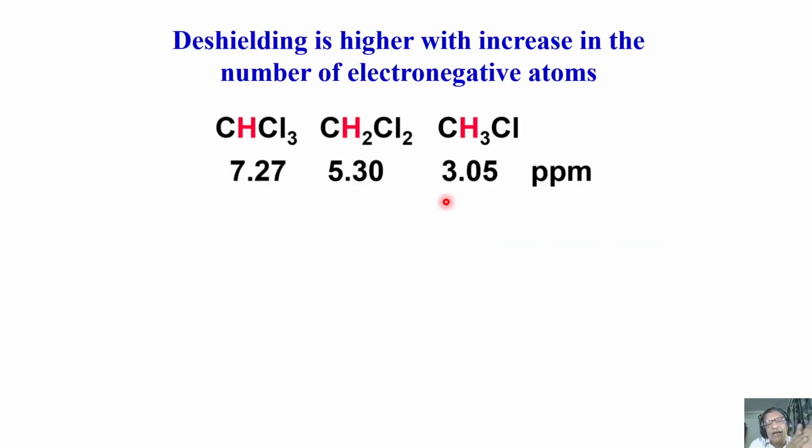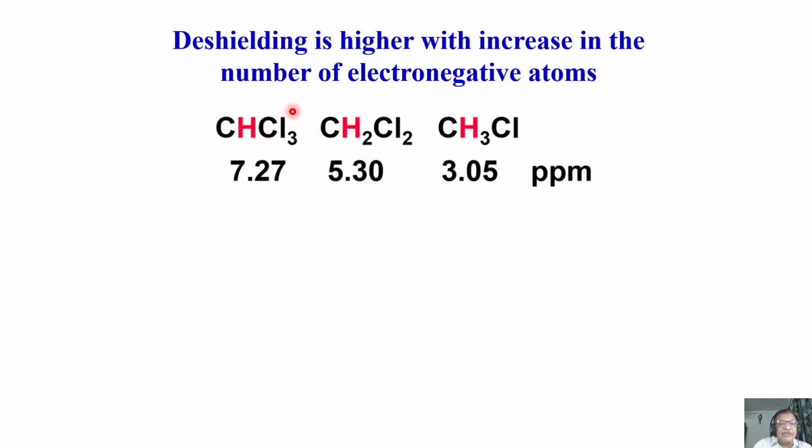Now consider a simple molecule, chloroform, CHCl3. We have one single proton in this molecule. There are 3 chlorine substituents. The number of electronegative atoms substituted in this is 3. I take the proton spectrum of this molecule. I get only one peak at 7.27 ppm.